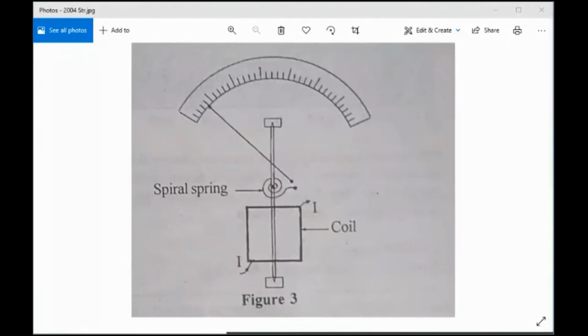Lamai? Magnetic field is not shown, right? So let's go to the questions.